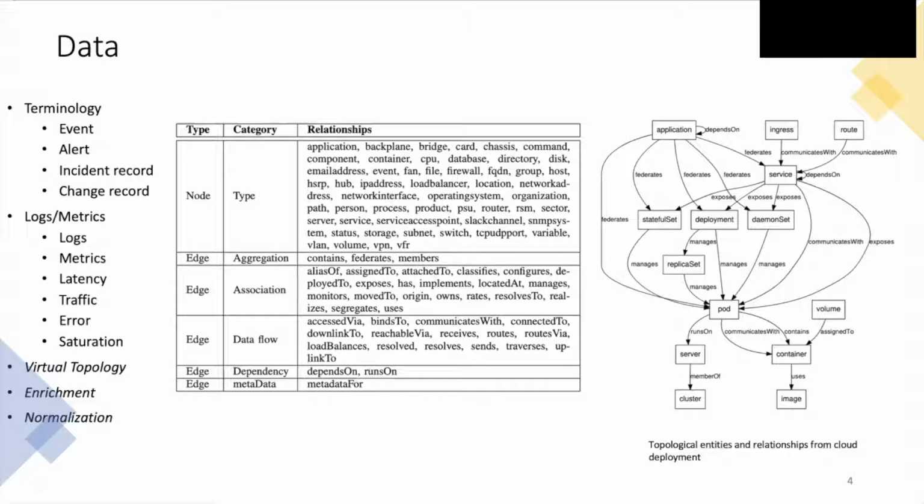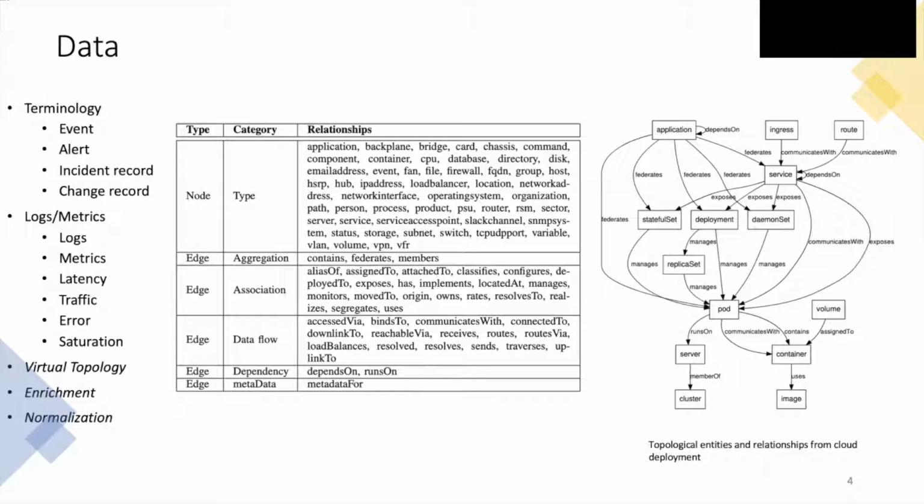Also, if we look at logs and metrics, logs are events which describe what happens at a point in time. A metric is a measurement, usually taken at a point in time at certain intervals. Obviously, logs and metrics can reflect the latency, traffic, errors, and saturation of the system.